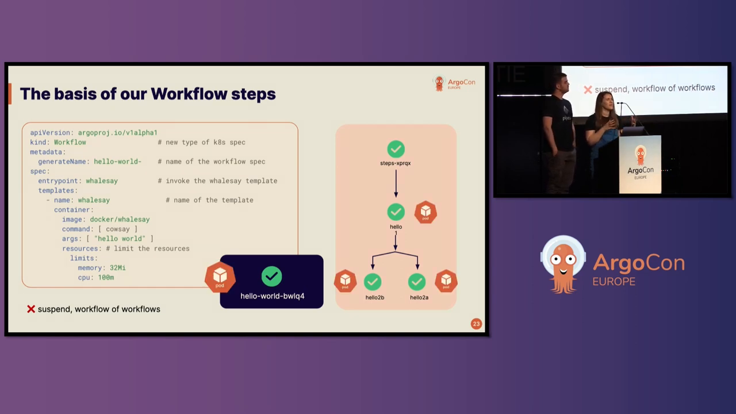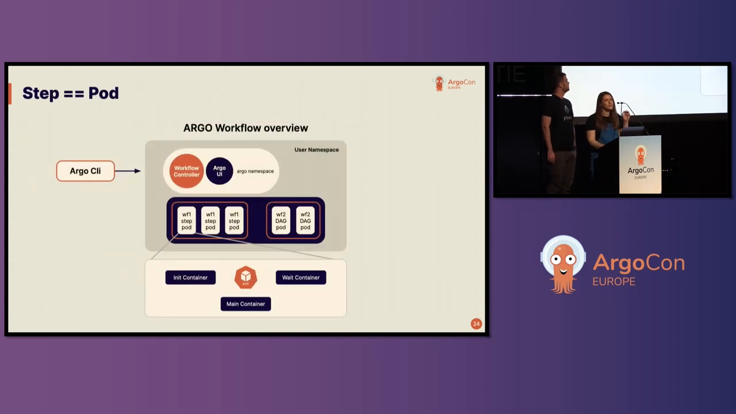Of course, there are a few exceptions. If we're using a suspend template or a workflow of workflows pattern, this might look slightly different. But almost all the time, a step or a task in our workflow is equal to one running pod. And you will hear me repeat this a few more times. Why is it so important?